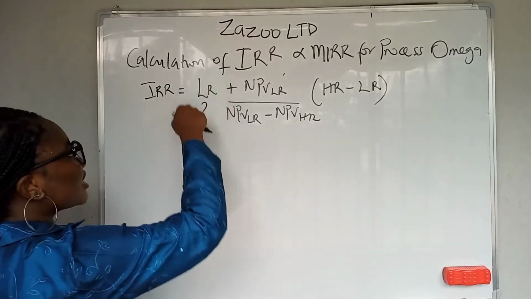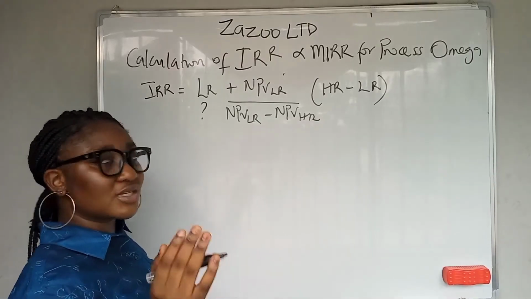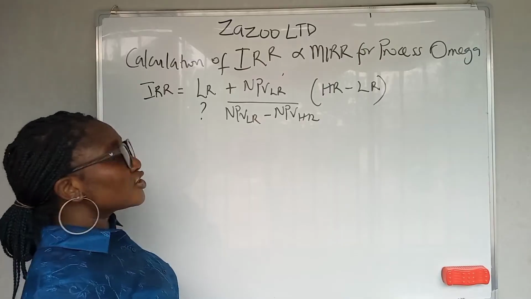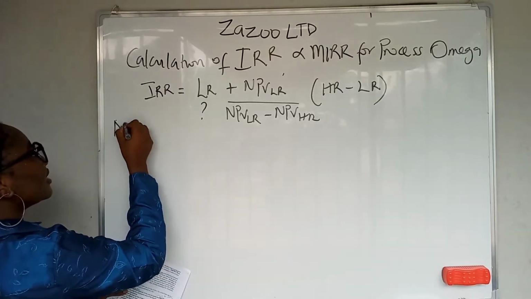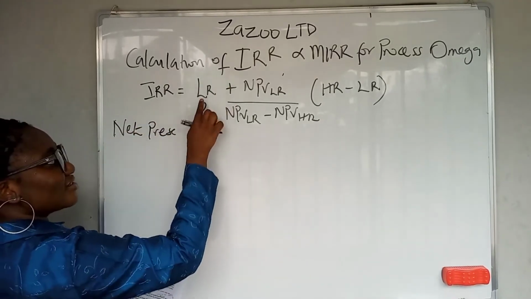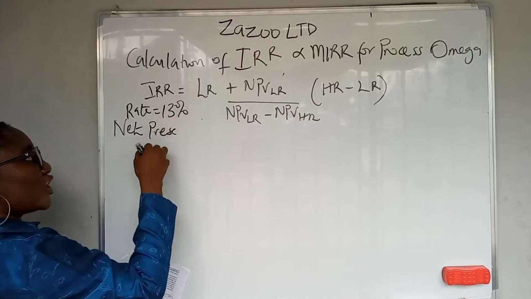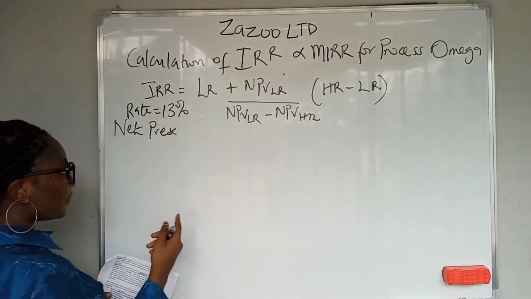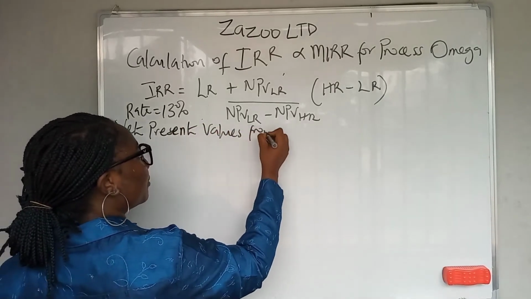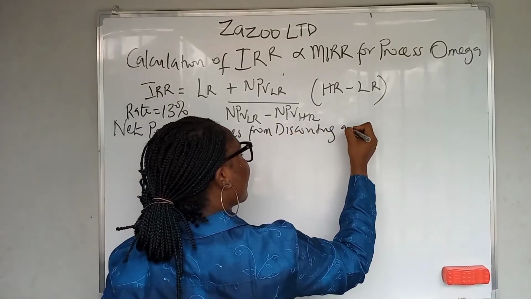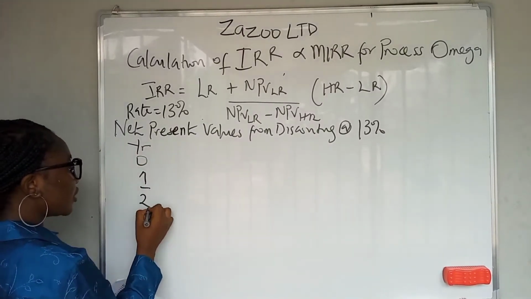So now ask yourself, where is my lower rate? So you go and discount. You just guess a rate, guess a lower rate, right? So guess a rate and start to discount the cash flows of process omega. So instead of guessing a rate, just pick the 13% that you have calculated, which is your work. So you say net present value, right? Because you have guessed a rate now, of 13%. The first rate you are guessing is 13%. You won't know if that rate will be a higher rate or a lower rate until you're done with your net present values. So net present values from discounting at 13%. Okay? So you have your year 0, year 1, year 2, year 3, and year 4.